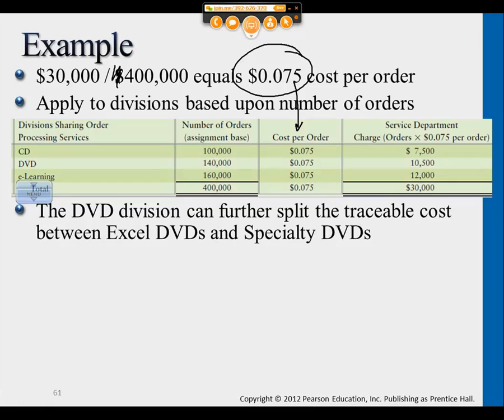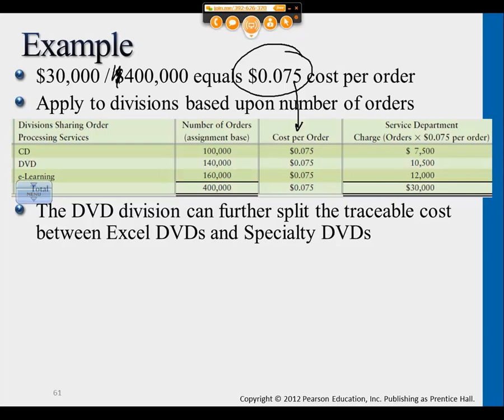So what do you see here? Because CD only had 100,000 orders, I have 7,500 as a service department charge. Yeah, makes sense. So the most e-learning produced the most number of orders, therefore their charge is higher. I multiply by the same 0.075 that I calculated by dividing this traceable cost by the total number of orders. Okay, but that's not it.